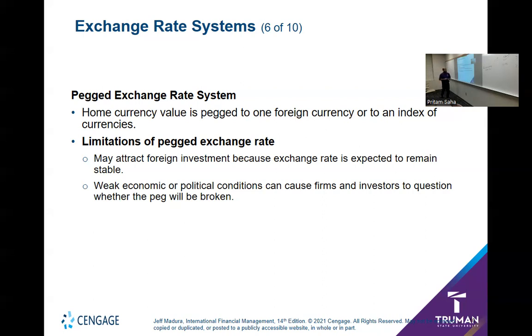What are the limitations? The main reason a country wants to peg is that they are going through economic uncertainty, they are going through political turbulence, and that is the reason they are tying to the developed country. So the problem is, if they are facing those issues really highly, there is a possibility the developed country will break the peg contract. They will say, you cannot peg to me anymore. So here is the problem.